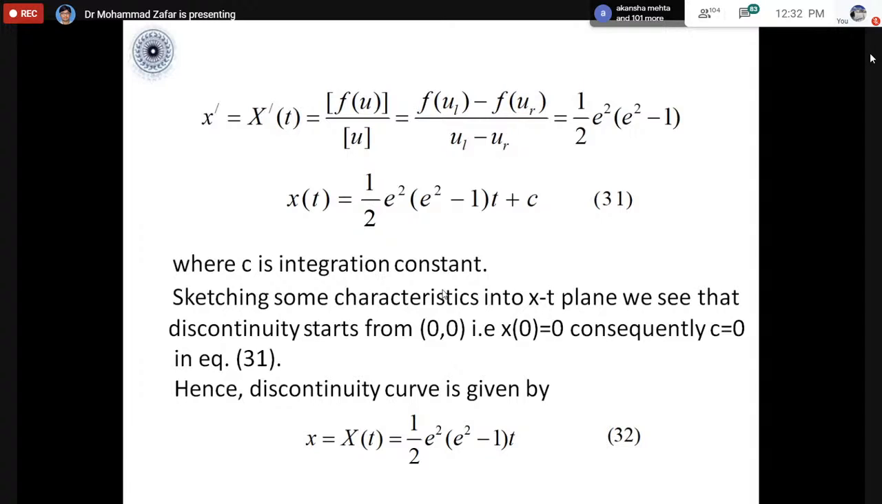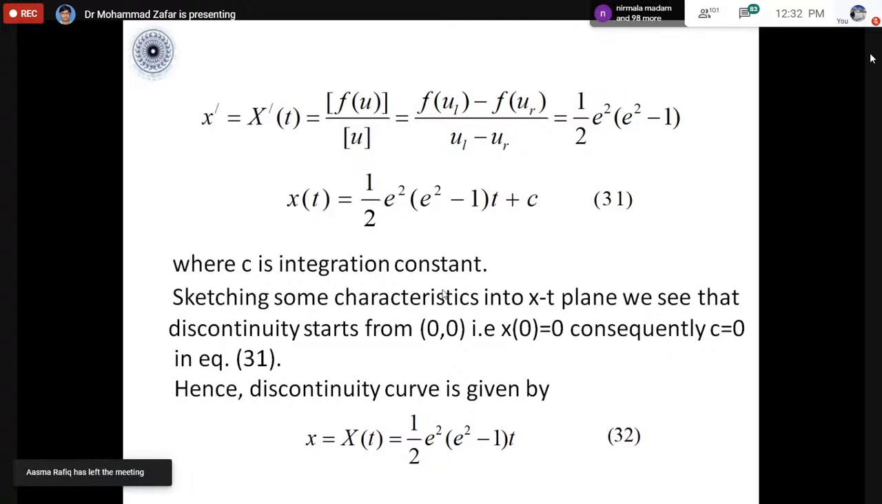What is ul? ul is 2, ur is 1, and f(u) is the flux function we have just shown. So using those definitions from the given PDE, we can write this as half (e² minus 1). Now integrate this with respect to t. We get X(t) equal to half (e² minus 1) times t plus some constant of integration.